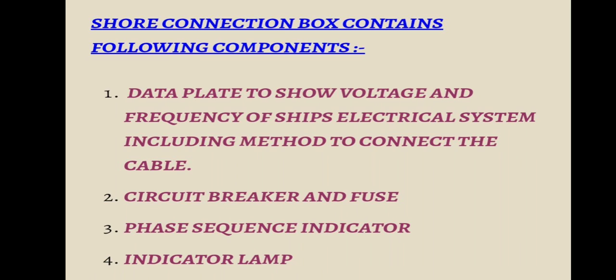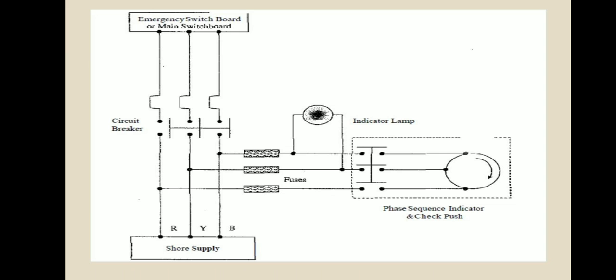Here the shore connection box contains some basic components that we need to understand. First, there will be a data plate, that means the voltage and frequency of the electrical system that we are connecting with the cable. And we need to have a circuit breaker and fuse. If there is any short circuit or overload, we need to have the safety to protect the other equipment from getting further damage. And we need to have a phase sequence indicator and indicator lamp. Here we can see the phase sequence indicator and indicator lamp, the circuit breaker and fuses. In this figure we can understand.